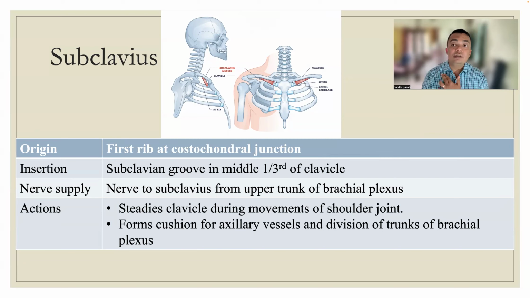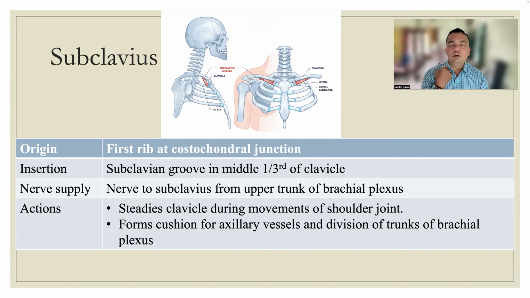So the first rib, which is just below the clavicle, from there it originates, from its costochondral junction, and it inserts in the subclavian groove in the middle one third of the clavicle, which is on the inferior surface of the clavicle. On the inferior part of the clavicle there is a subclavian groove where this muscle inserts. Now supply, it is supplied by the nerve to subclavius, which is a branch coming from the upper trunk of the brachial plexus. And action, it steadies the clavicle during the movement of the shoulder.